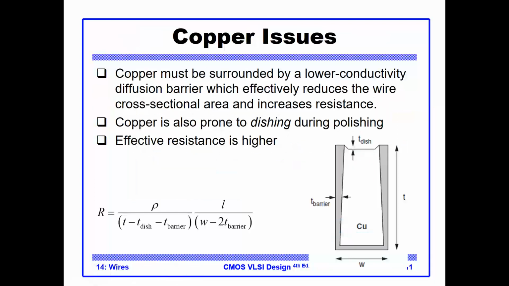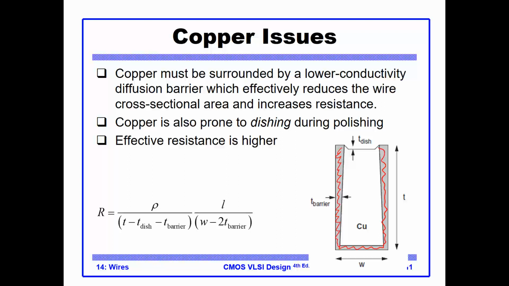Now another interesting issue here is that when we put the metal in the places that they are supposed to occupy, say, take for example copper here, copper should be surrounded with a low conductivity diffusion barrier so the copper does not touch the material. We need this low conductivity barrier material.